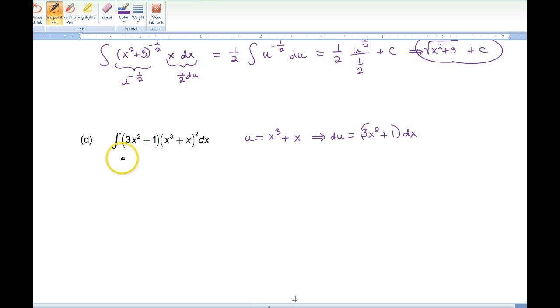So if you want, do you need me to rearrange it, or are you okay here? So this is really just u squared du. That's why I said it looks more complicated than it is. So it becomes u to the 3rd over 3 plus c, which implies we have x to the 3rd plus x, all to the 3rd over 3 plus c.